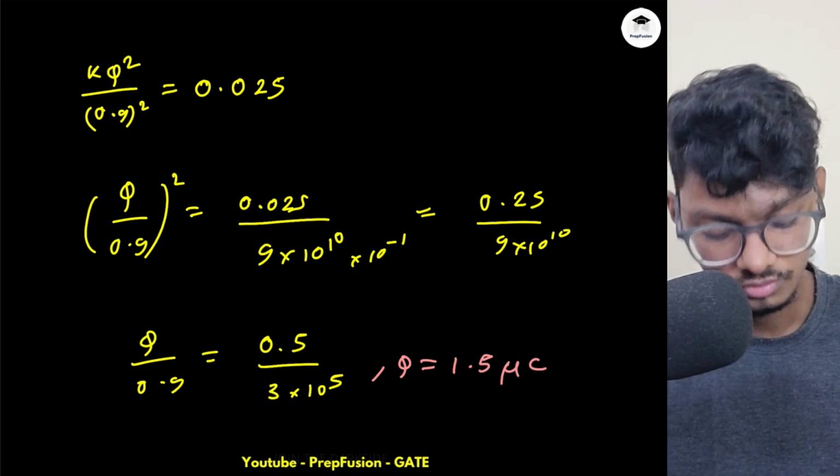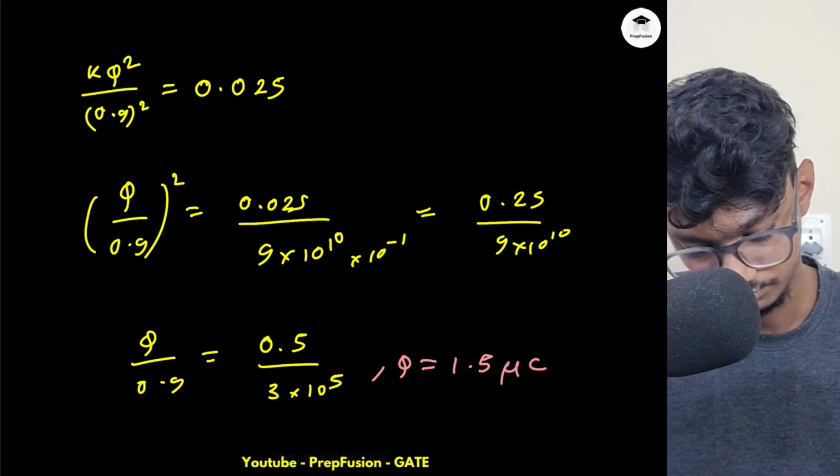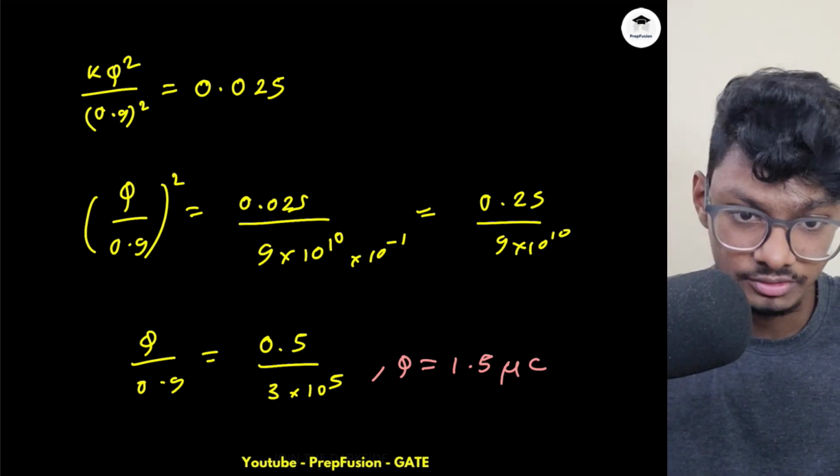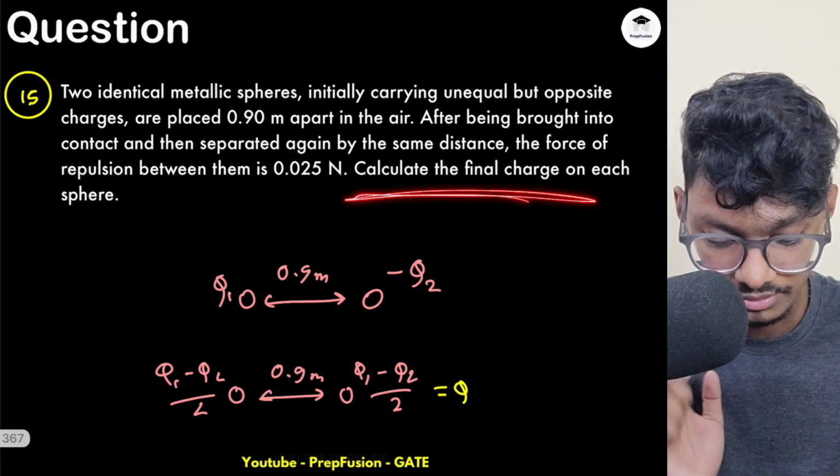1.5 micro coulomb. Okay, 1.5 micro coulomb. So this is the final charge that they will possess, and this is what the question is asking: calculate the final charge on each sphere.